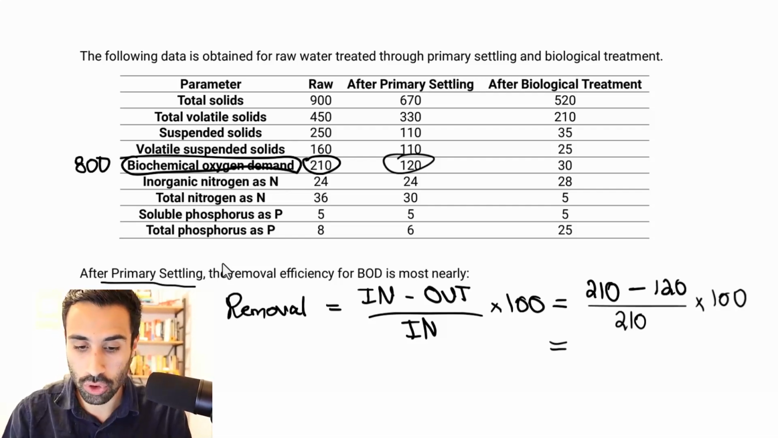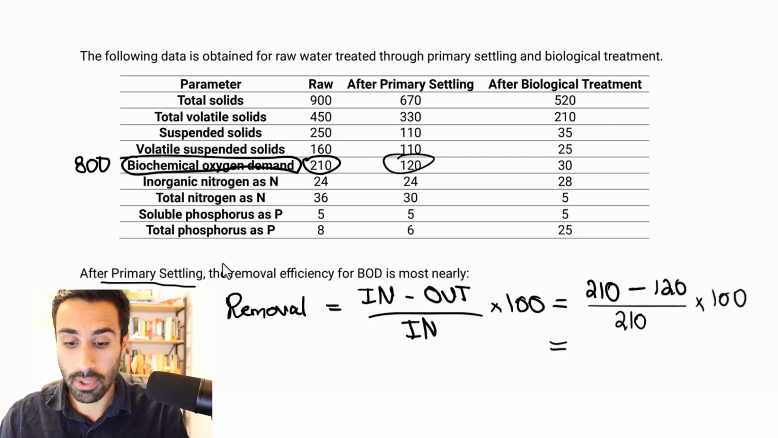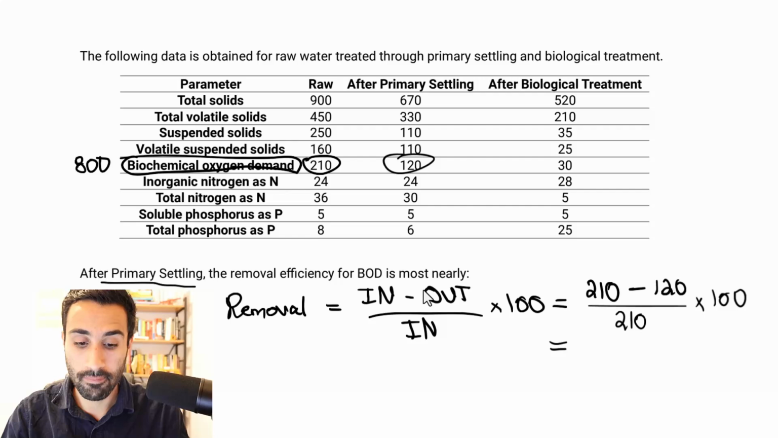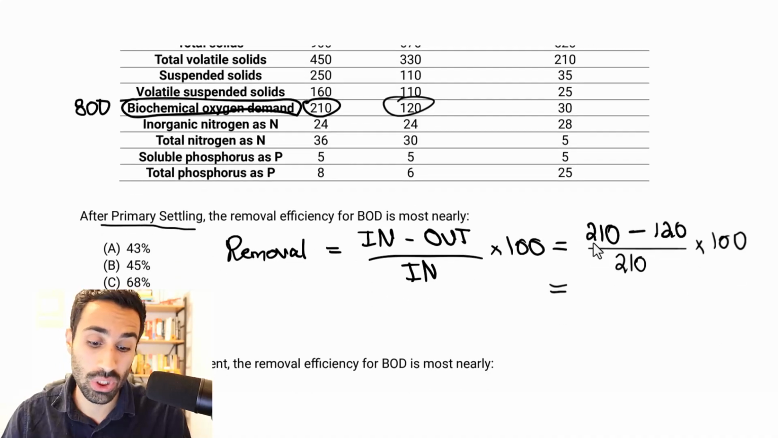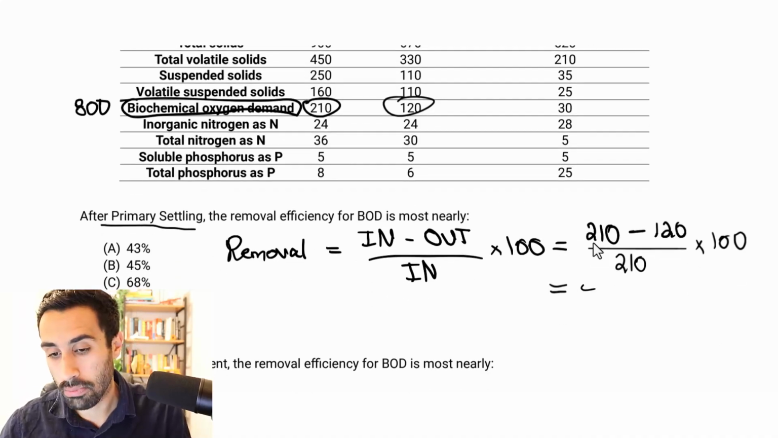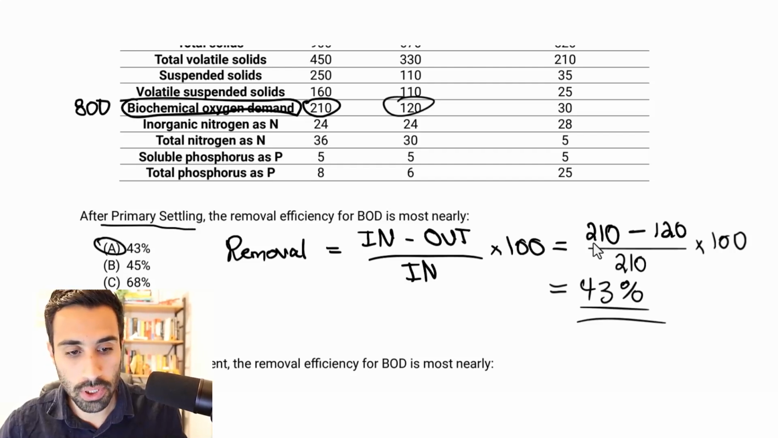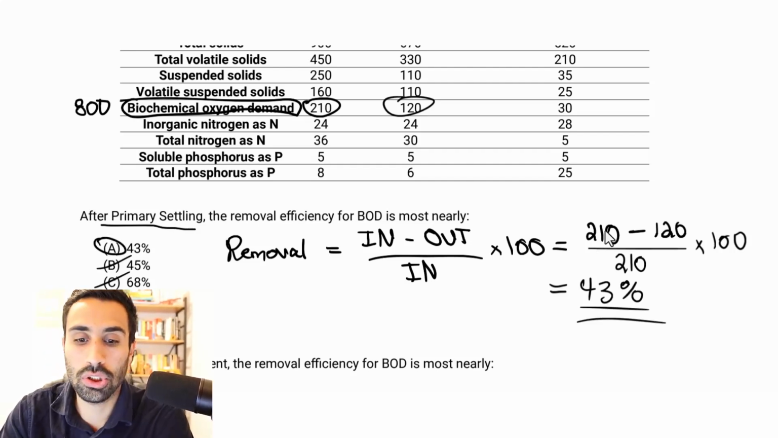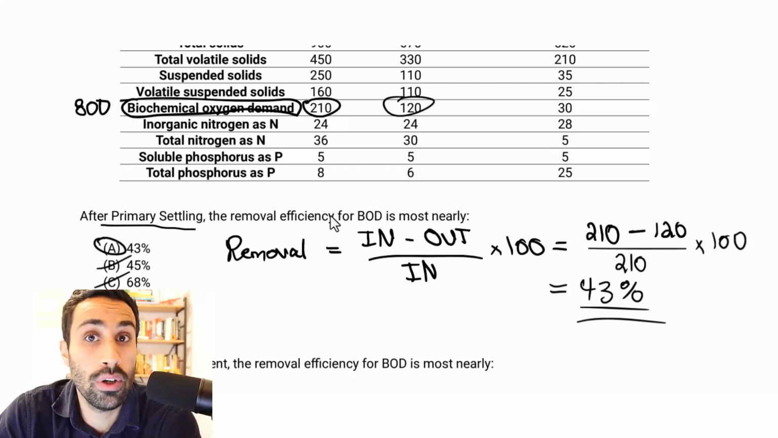What do you get there? 210 minus the 120, divided by 210, and we multiply that by 100. We get about 0.42 or 43. So it's about 43%. It's 42.8, so that would be closest to 43%. And that right there should be our most nearly answer. So it's about 43% removal efficiency.